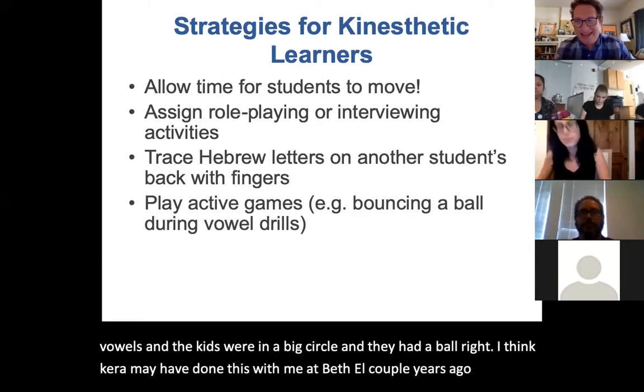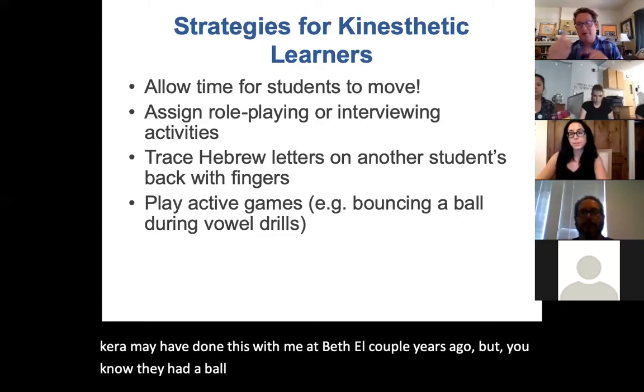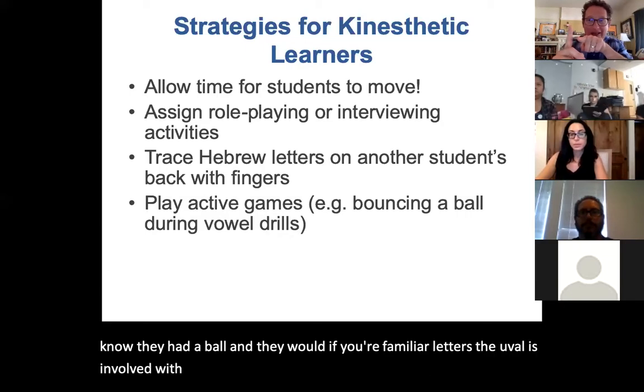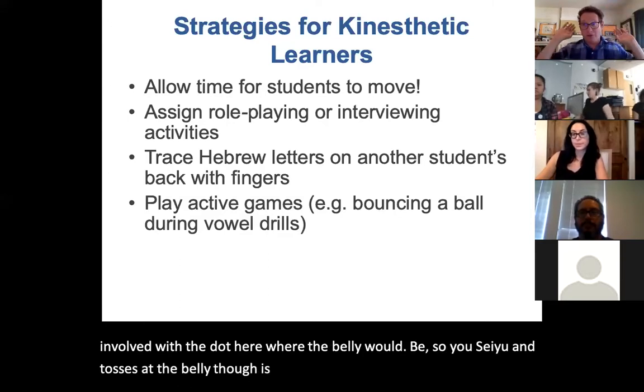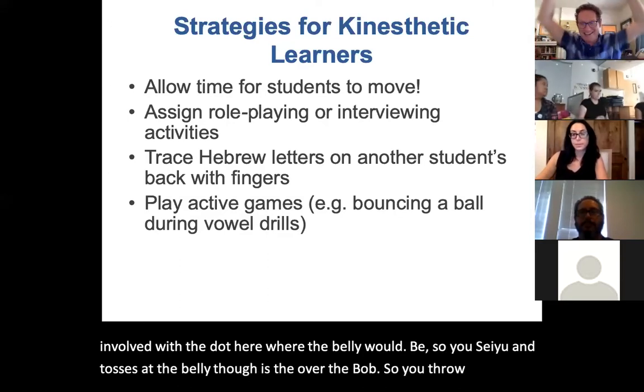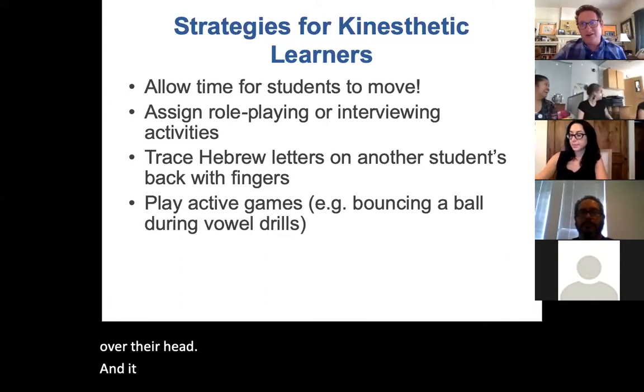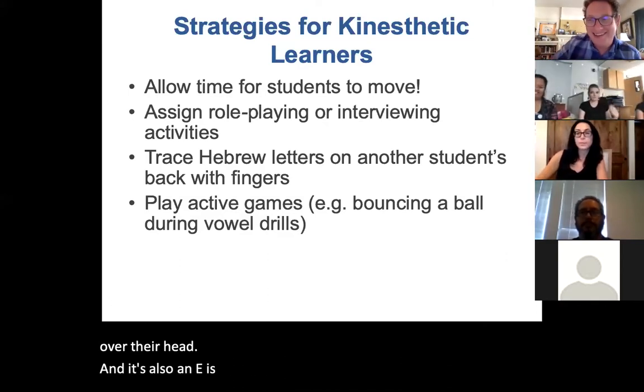They had a ball and, if you're familiar with Hebrew letters, the U vowel is a vav with a dot here, where the belly would be, right? So you say ooh and toss it at the belly. The O is a dot over the vav, so you throw the ball over their head, right? And it's O, and E is under, so you bounce it on the ground and say E.